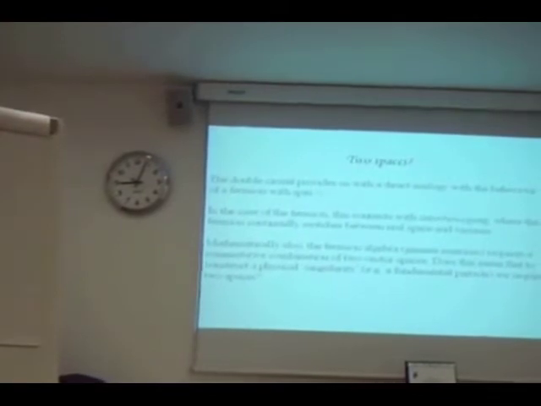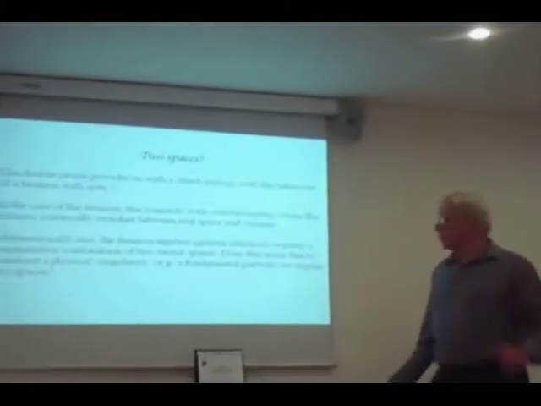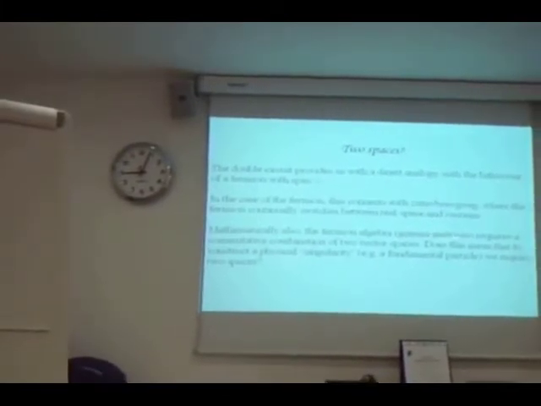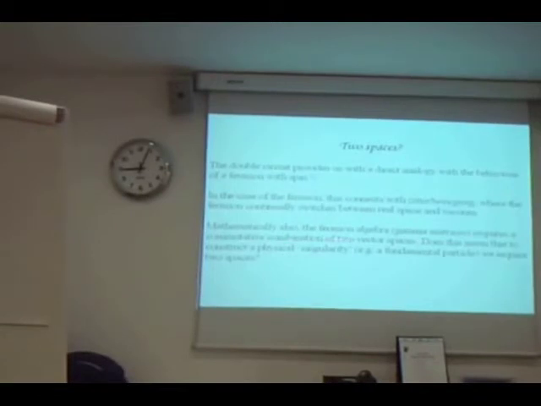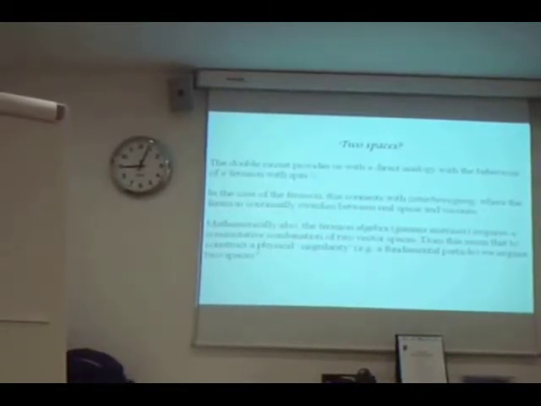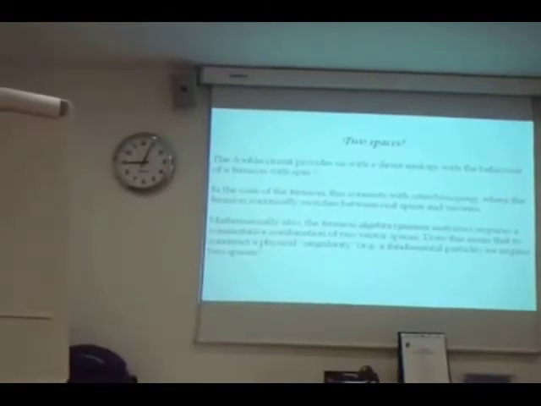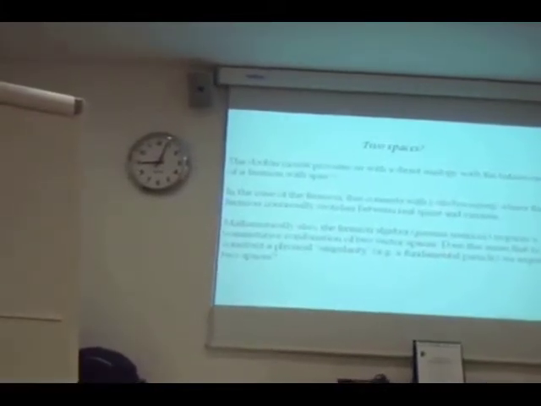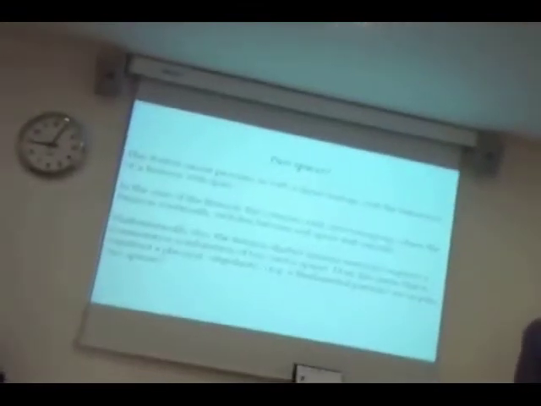Now, if we look at the fermion algebra, the Dirac algebra, mathematically, the gamma matrices, the things that go into the Dirac equation for the fermion, the algebra that's needed, what we require is a commutative combination of two vector spaces, and we will show that in a moment. So it's interesting that the fermion should have this property of requiring a double circuit, and it should also mathematically require two vector spaces to specify it.